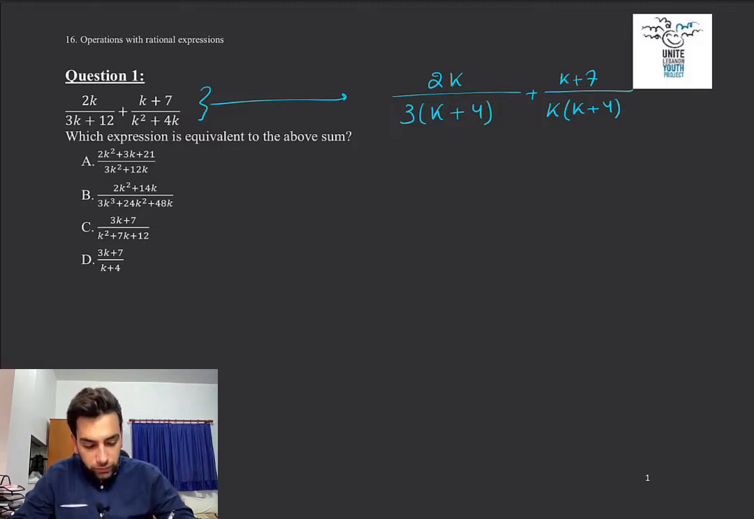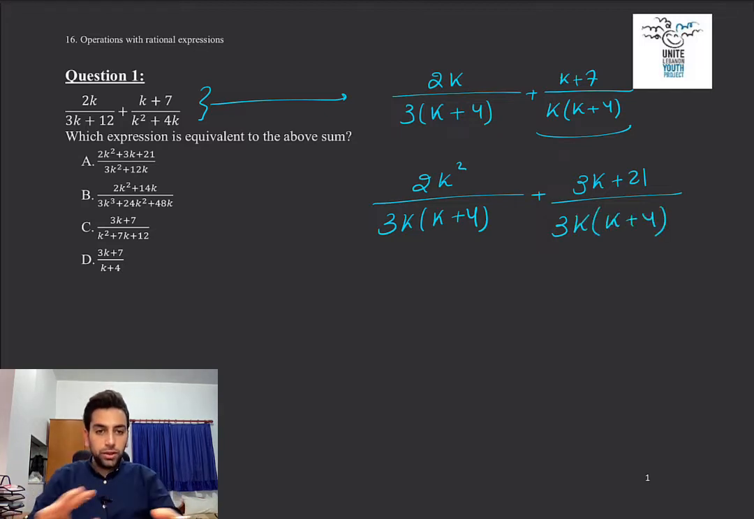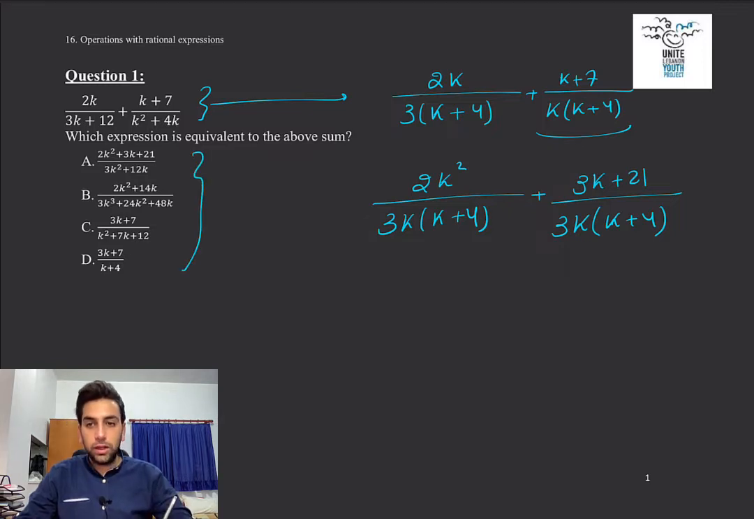Thus, what we will get is 2 into k squared over 3k into k plus 4 plus, now on this side here, we are multiplying by 3 in the numerator and in the denominator. Thus, we will get 3k plus 21 over 3k into k plus 4. Now, if you look at both denominators, they are common. What should we do now in order to get our expression that should look like one of those four choices? We need to combine the two expressions now.